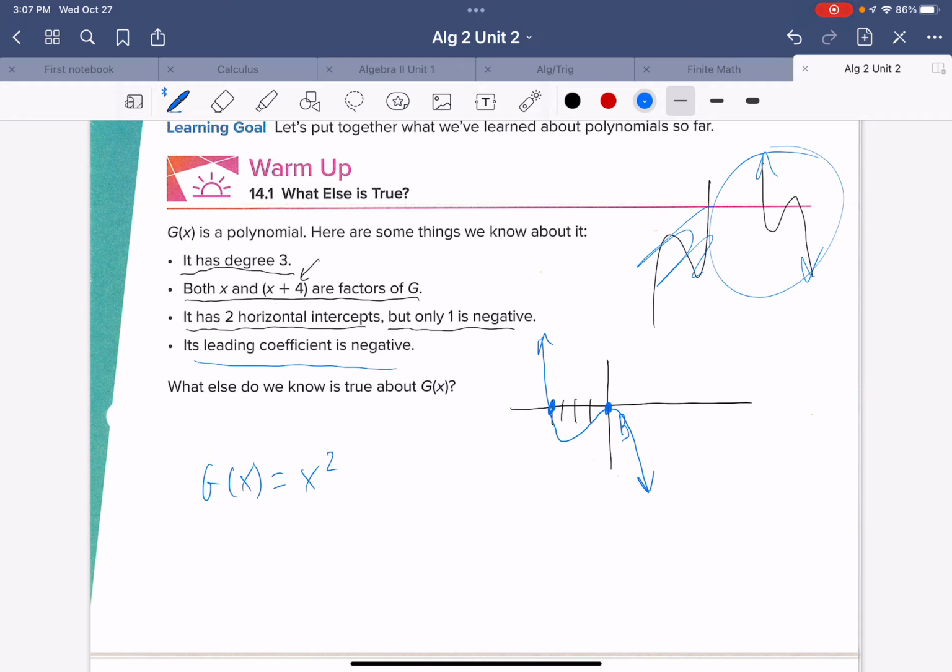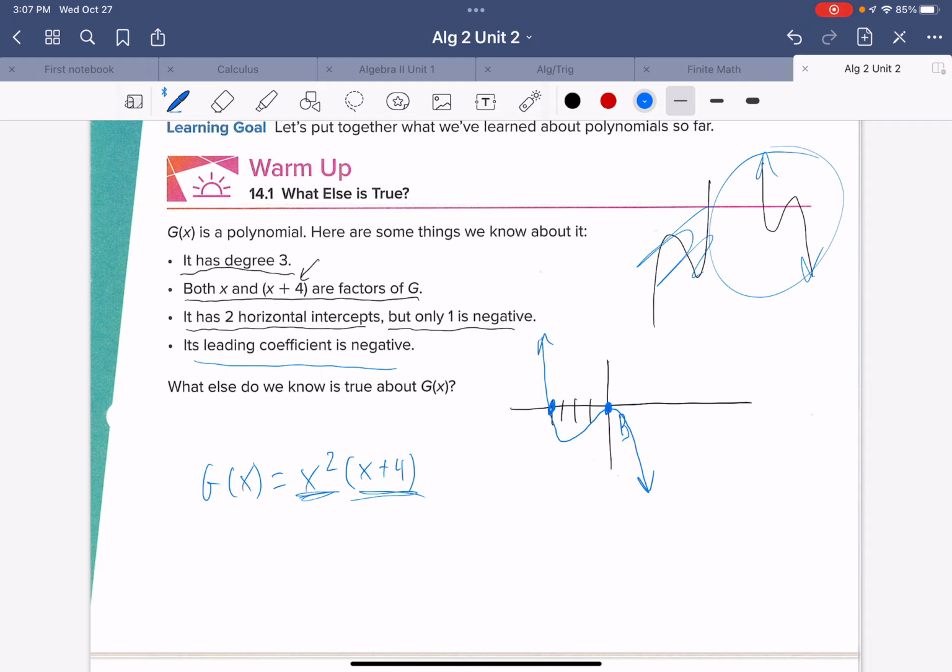x squared. When you have your factor squared, that's when you get the bounce. When it's to the second power, the fourth power, or the sixth power, etc. That's the multiplicity thing. When it crosses once, that's when it's just to the first power, third power, fifth power, etc. So we know that it crosses at -4 because it has that one negative intercept, and then it has the two other come from that bounce situation because x is squared. So that's what we know about this.